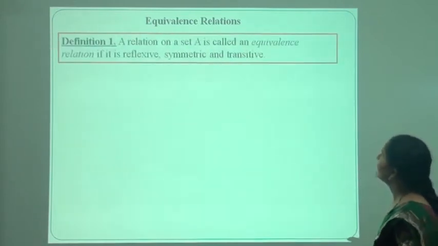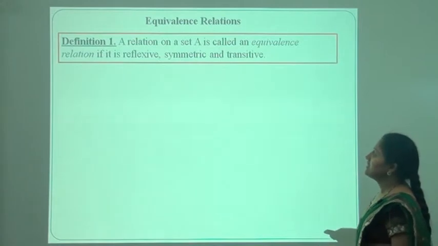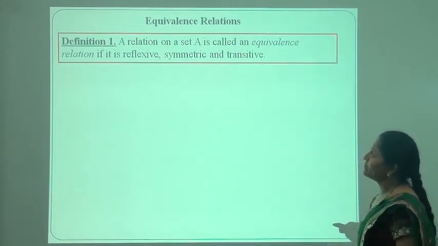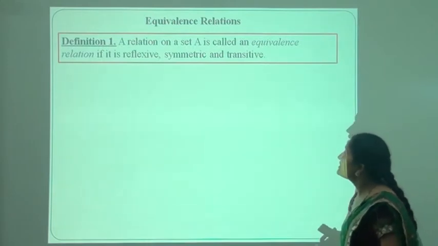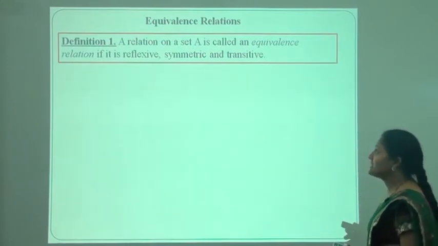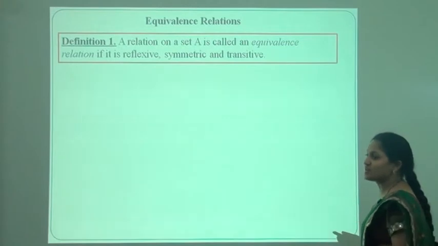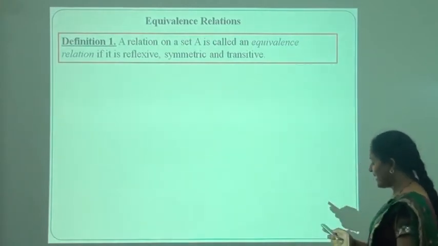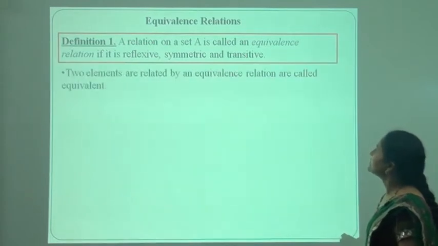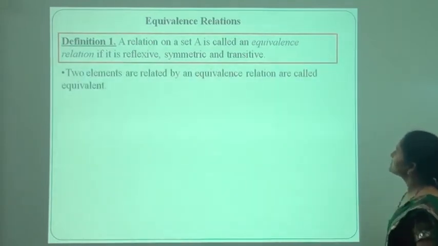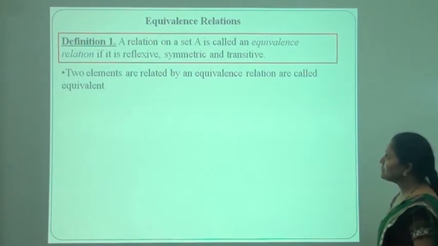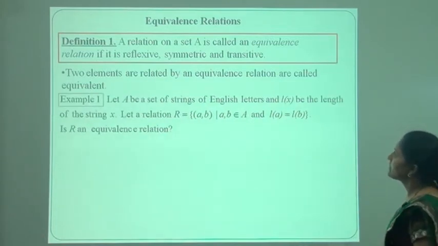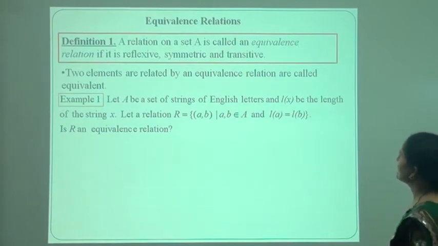This is the equivalence relation condition. A relation on A is called an equivalence relation if it is reflexive, symmetric and transitive. It means a relation on A is called an equivalence relation if it satisfies the 3 conditions we taught recently: the reflexive condition, the symmetric condition and the transitive condition. Then you can say the relation is an equivalence relation. Two elements related by an equivalence relation are called equivalent. Okay, this example is taken.